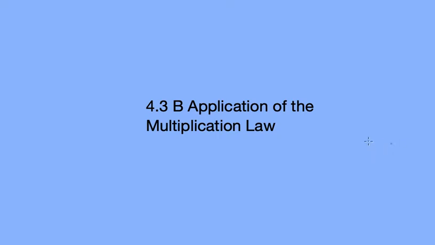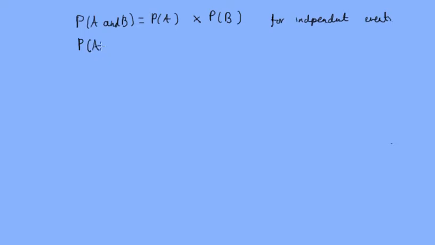Okay, today we're going to be looking more deeply into the multiplication law and application of the multiplication law. So let's quickly just revise what the multiplication law is. The multiplication law says that the probability of A and B is equal to the probability of A multiplied by the probability of B. But this is only for independent events. And in set notation we write that as the probability of A and B is equal to the probability of A times the probability of B.